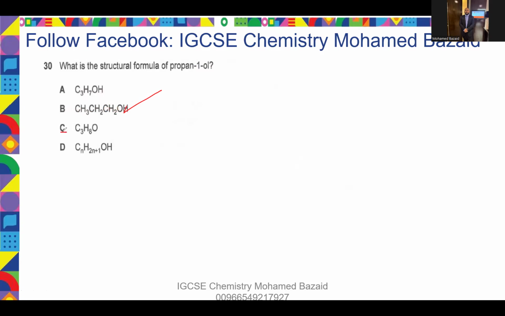I don't care about letter C because this is the molecular formula, not the structural formula. And I don't care about letter D because this is the general formula of alcohol. Propan-1-ol, letter B, OH connected with the first carbon, as you see. I will not choose letter A because I don't know which carbon the OH is connected to. He didn't mention that in the structure. So 30, letter B.